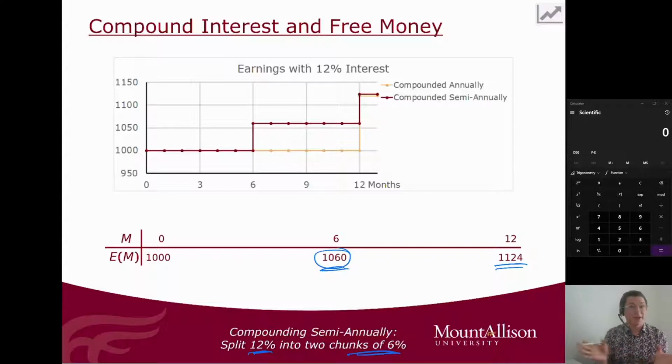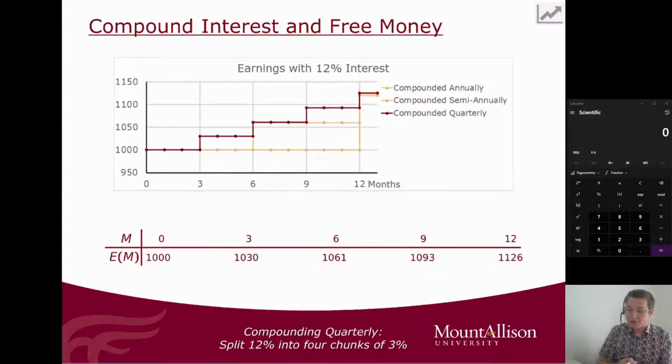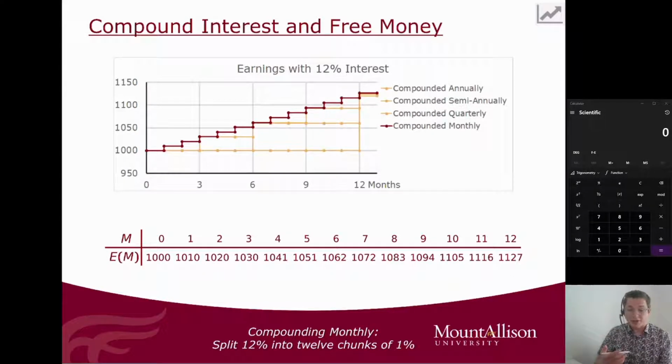So you can say, hey, well, maybe I can get a lot more money if I start compounding more and more frequently. And you do see an increase if we compound quarterly, so 4 times per year, we get 1126. When we compound monthly, then we're taking that 12% and splitting it into 12 chunks of 1%. And you see that we get up to about 1,127.